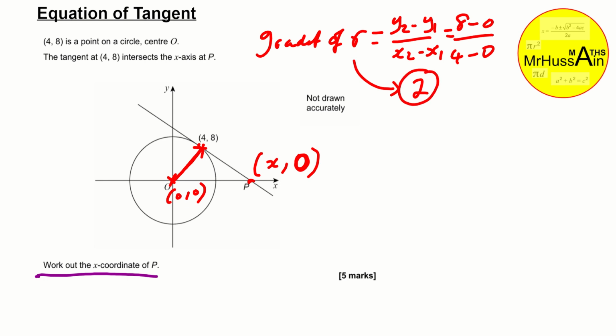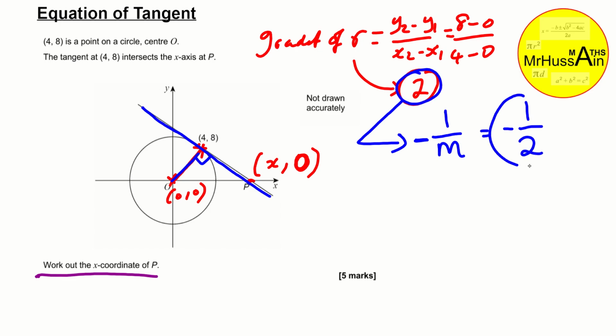Now you should know that the tangent line and the radius line meet at 90 degrees, and therefore the gradient of the tangent line is perpendicular to this radius. So perpendicular gradient is always negative reciprocal. So negative 1 over whatever the gradient was, in this case 2. So actually, for the tangent line, which is y equals mx plus c, we actually have the gradient, which is minus a half.